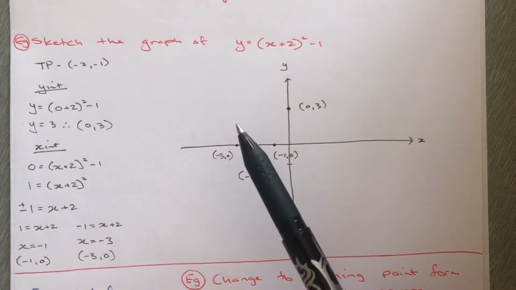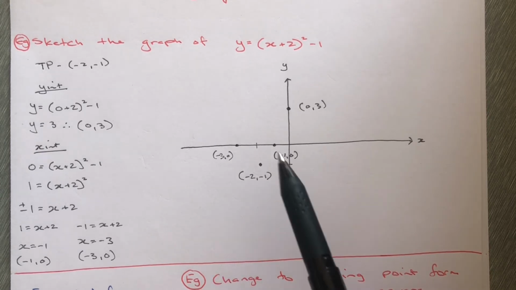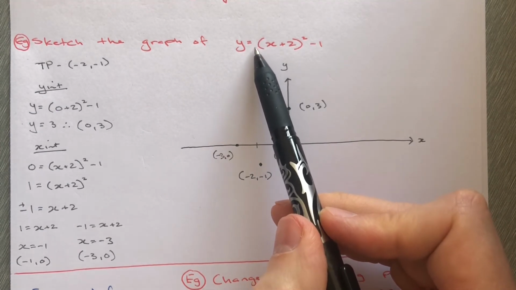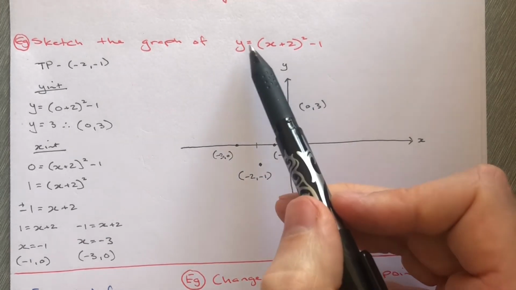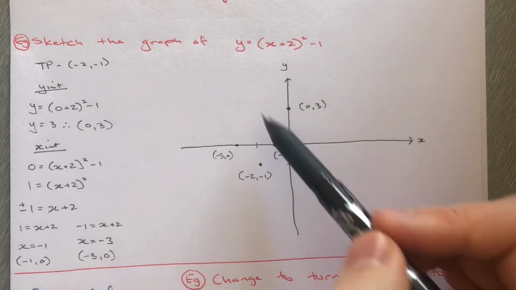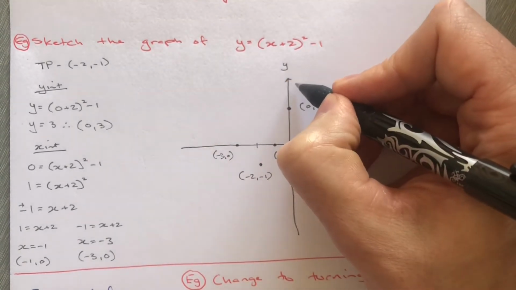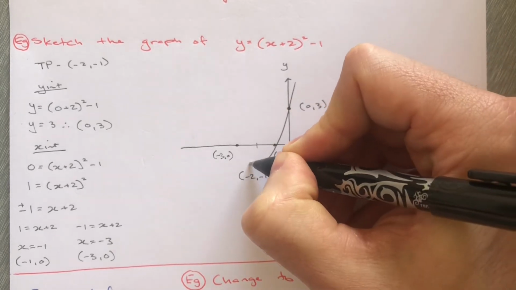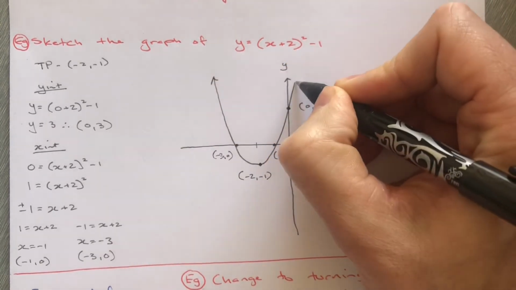Now we can probably connect the dots here to make that parabola shape. But what I want you to recognize as well is that whatever's at the front here, if it's positive, so this is +1 at the moment, it's going to be a smiley graph, so the tail is going to point upwards. If it's negative, the tail is going to point downwards, so it's going to be a sad face. But you can just connect the dots and it's going to give you the shape anyway. So there's my parabola. It's not perfect, but it's okay.